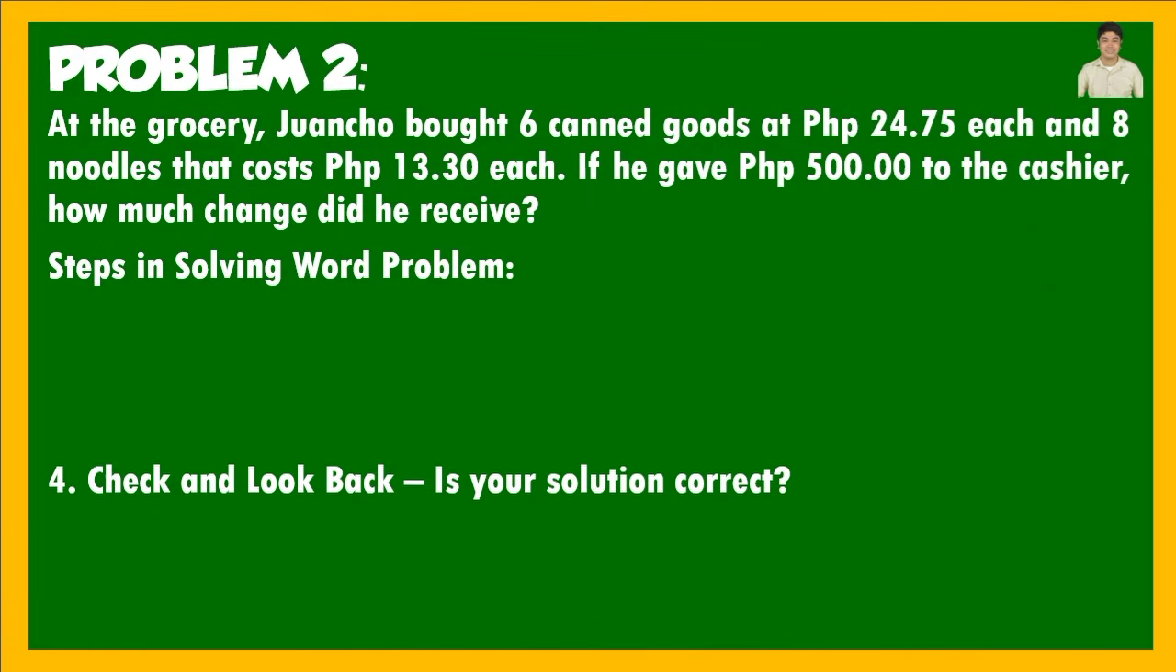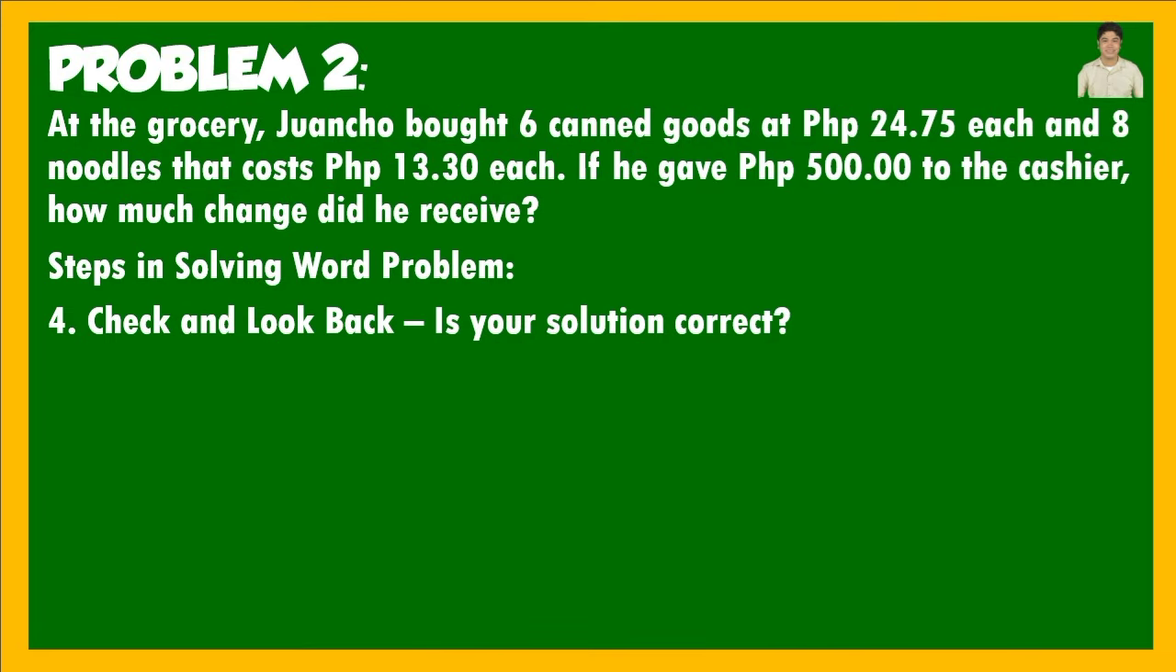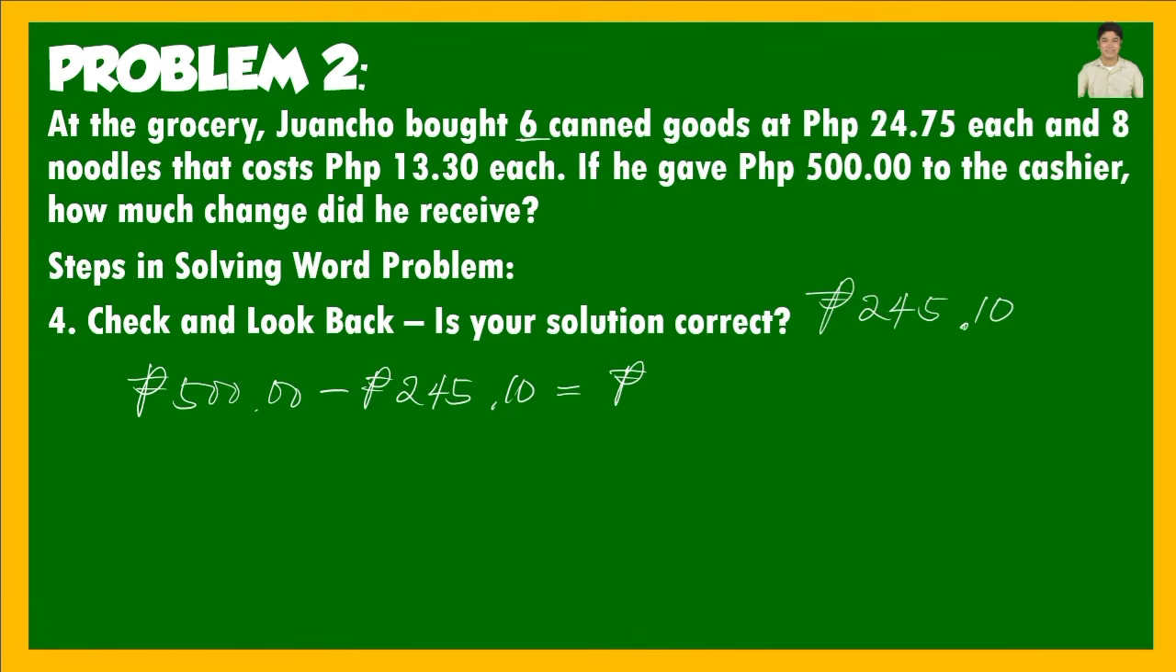So, let's have a check and look back. The answer we got earlier, which is 245 pesos and 10 centavos, we can subtract from 500 pesos. And then the answer we should get is the sum of the product of the 6 and the canned goods and noodles, which is what we got earlier, 254 pesos and 90 centavos.